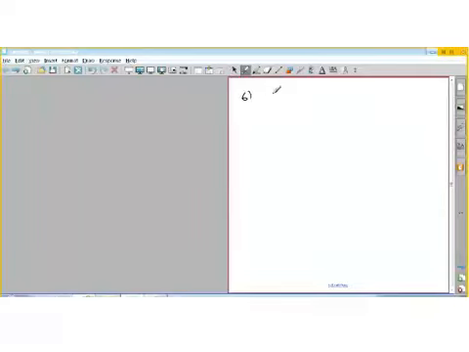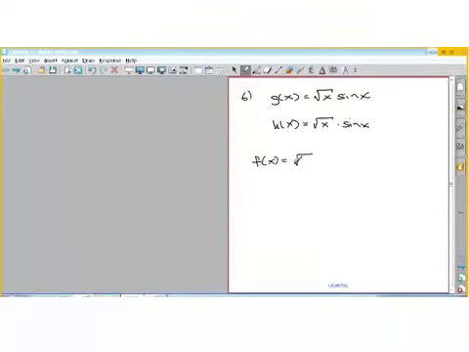Problem number 6. G of x is equal to the square root of x times the sine of x. So these are 2 terms. Again, you don't need to do this, but it just makes it easier to follow. So what we can say is that in this case f of x is the square root of x, which is equal to x to the 1/2 power. G of x is equal to the sine of x.